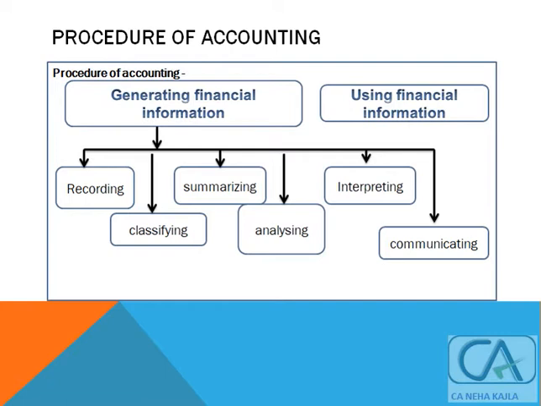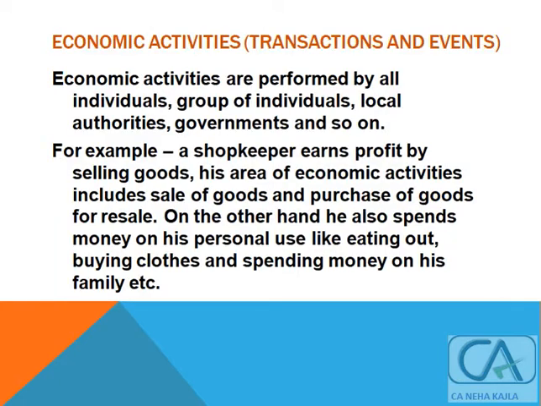So, for recording of financial information, we need some kind of financial information. What is financial information? How is financial information generated? Financial information is generated through economic activities. Economic activities are done by two elements, transactions and events. Economic activities are performed by individuals, people like you and me, groups of individuals, people who are in partnership, joint venture, residential welfare associations, local authorities like the municipal corporation, MCDs, etc., and the governments like Delhi government, central government, and so on.